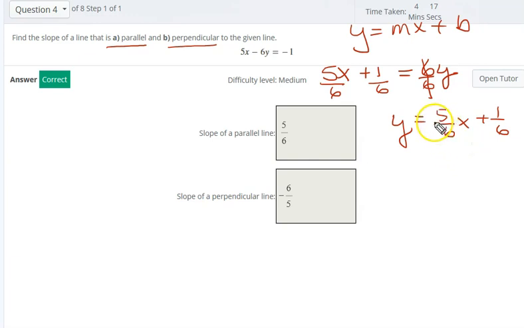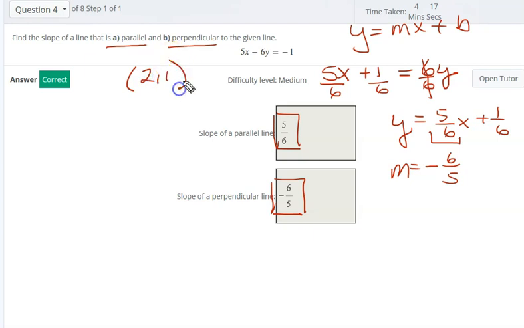Okay, but we're only interested in what would be the slope of a line that's parallel to this. Well, it would have to have the same slope, and that's what they have. And then the slope of a line perpendicular to this would be the opposite sign and the reciprocal of this, which is 6/5, which this person had as well. Now, if you had to find a new equation that went through a particular point, let's say 2, 1, that was perpendicular to this line.